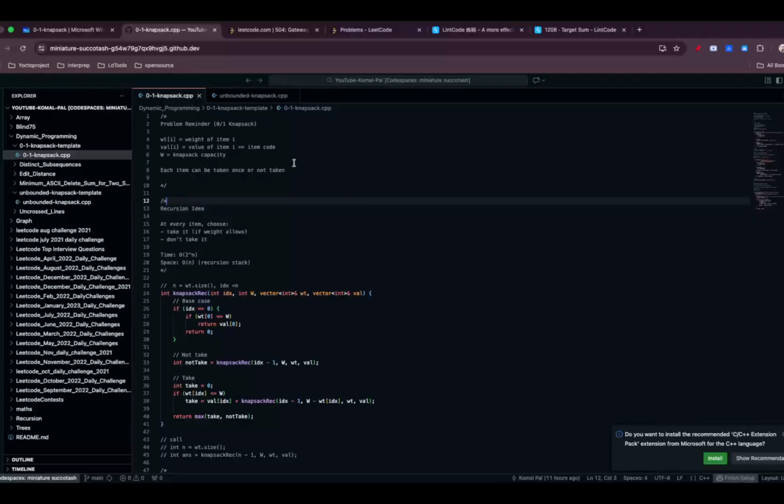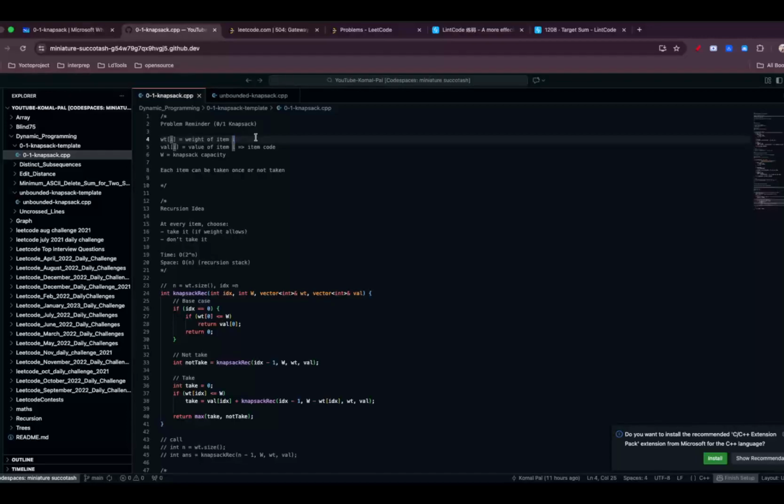So for the 01 knapsack, the problem is that smaller weights are given. That is the weight of item I, something like that. Then the value of I, that is the value of the item or item code. So there are two things: one would be the product ID of that, and the other will be the weight of that item.